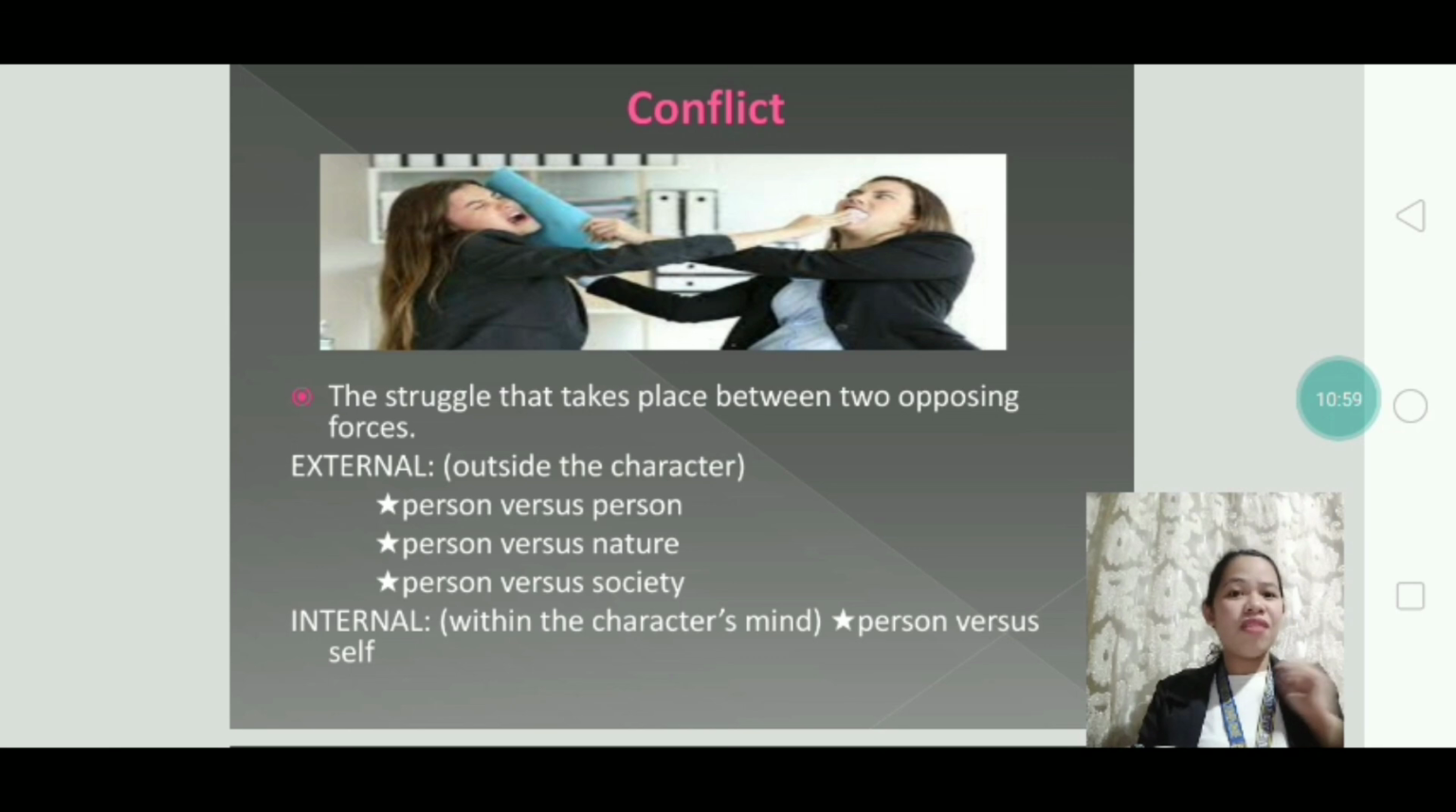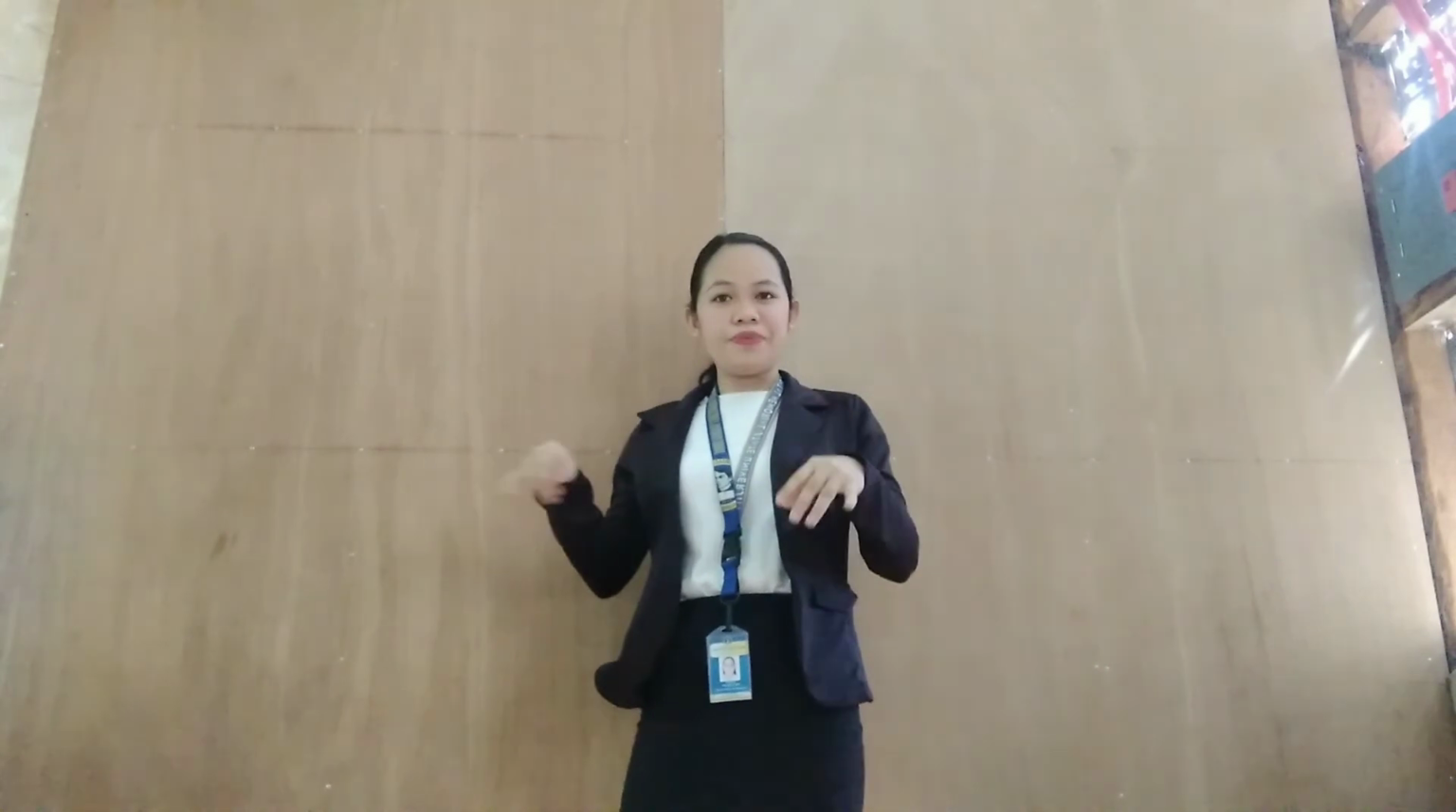Now, let's move on to the internal. Internal, within the character's mind. Usually, it is person versus self. Now, I want you to reflect on a story or within yourself. Who can give me an example of a conflict within yourself? Okay, mental health. That's a good example. Miss Shea, very good. I like it. What else? Self-control. Very good. Who can give me some scenarios applying any external and internal type of conflict?